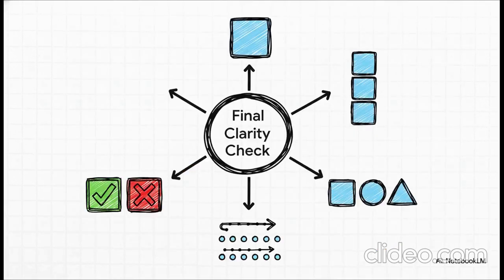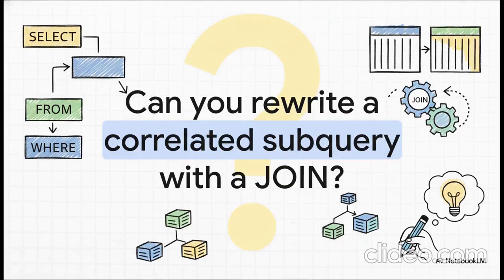Okay, let's do one final rapid-fire recap to lock it all in. If you remember nothing else, remember these mental models. Ready? Scalar, one number. Column, a list. Row, a pattern or a tuple. Correlated, that's your per row logic. And exists, a simple yes or no check. Got it? Awesome. And that's it.